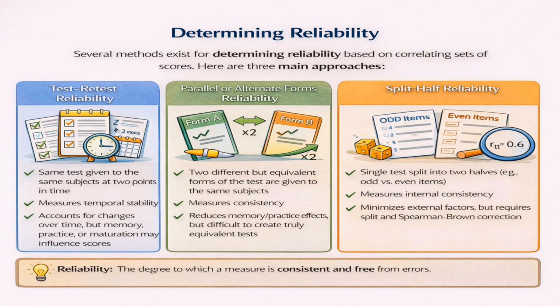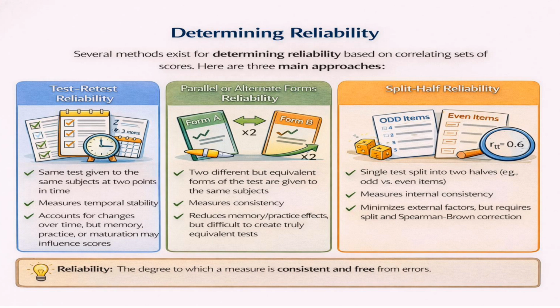Imagine you measure students' anxiety levels today. Then you measure the same students again after 2 months using the same questionnaire. If students who scored high the first time also score high the second time, and students who scored low remain low, then the test shows good test-retest reliability.